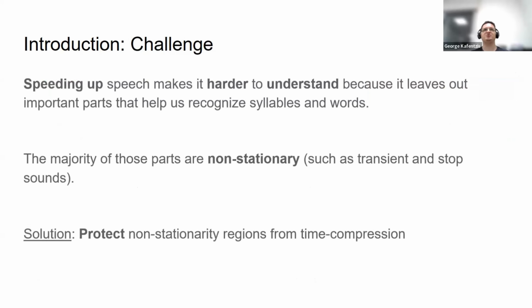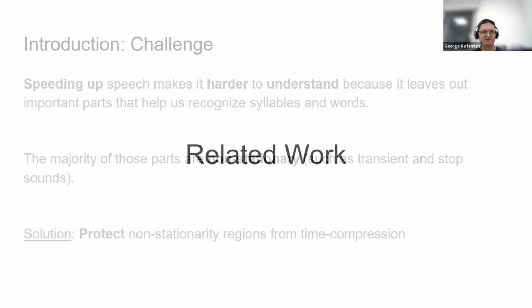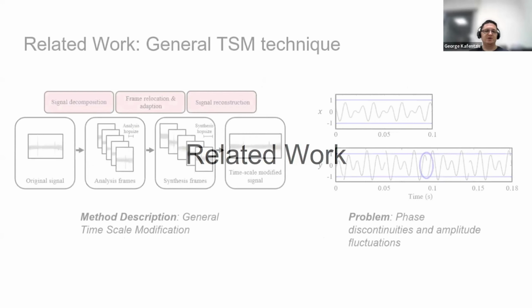Now, the problem is that when you try to speed up speech, you make it harder for the listener to understand it, because the algorithms that do this work leave out important parts of speech that help us recognize syllables and words. And it has been shown that the majority of those parts that are dismissed are non-stationary parts, like stop sounds or transient sounds or plosives. So we propose a solution to this problem by designing an algorithm that protects non-stationary regions when they are time compressed. The related work actually is huge.